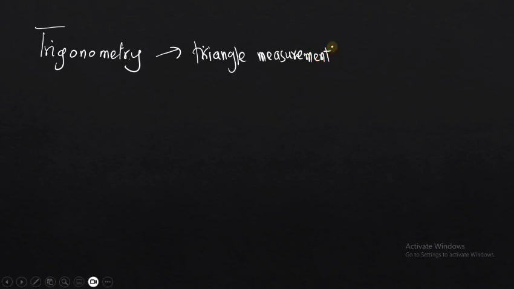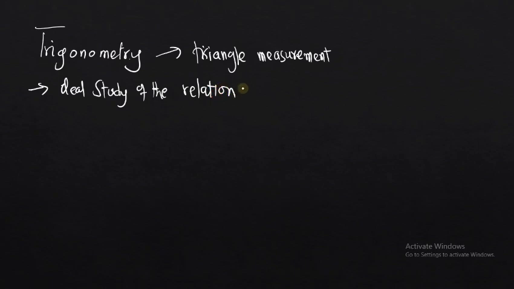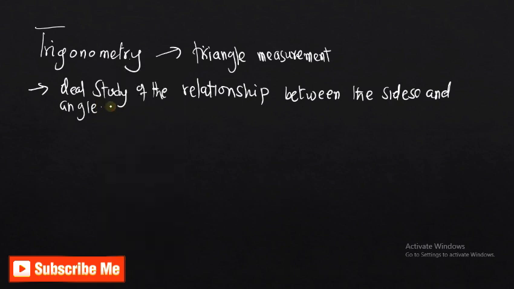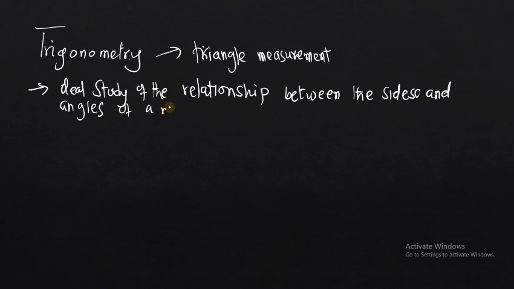So trigonometry is a branch of mathematics that deals with the study of the relationship between the sides and angles of a right angled triangle.